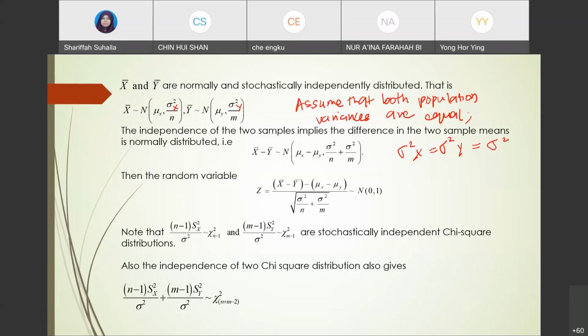Okay. So kat sini dia dah replace. So kita ada x bar minus y bar, mu x minus mu y. So katakan kat sini kita dah replace sigma square x tu sama dengan sigma square. Again sigma square y pun sigma square. So sigma square over n plus sigma square over m. Okay. So standard random variable. Kita dah ada x bar minus y bar minus the difference divided by square root for your variance. Okay. So dia ada common term.